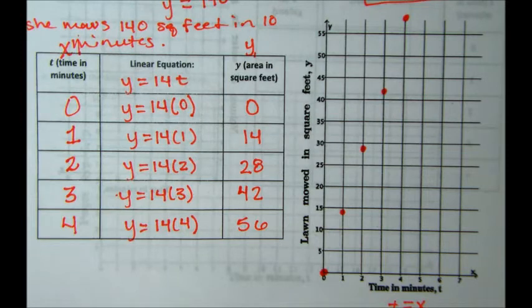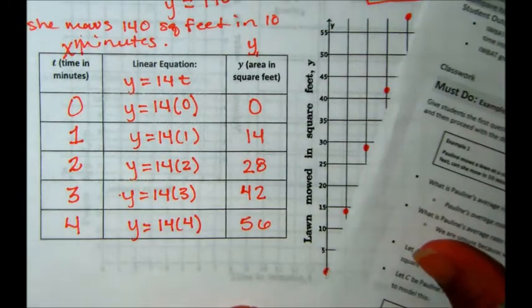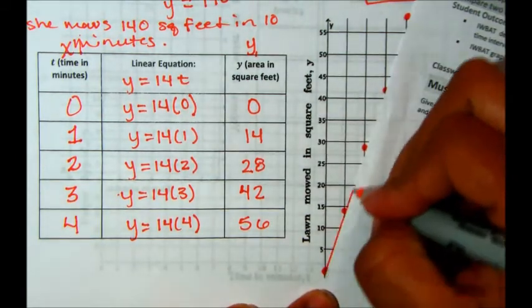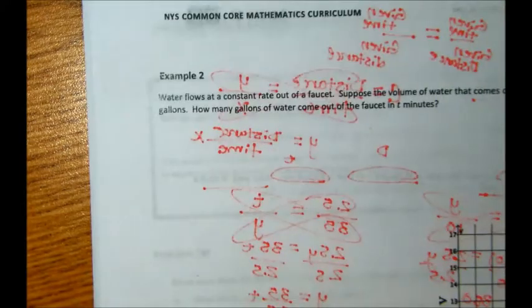I can also conclude that the lawns were mowed at a constant rate because if I took a straight edge and attempted to connect my points, I would make a straight line through the origin. That's example 1. Let's give example 2 a try. Go ahead and get started on example 2 independently.